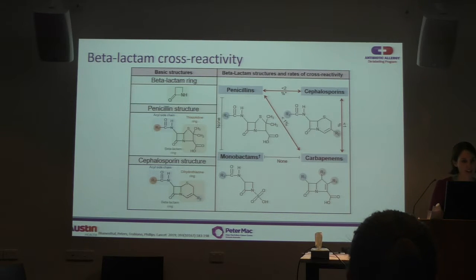The other thing I should point out is that the cross-reactivity between penicillins and the monobactams is basically zero. The exception might be something like aztreonam and ceftazidime, which is a cephalosporin. They have a very similar R1 side chain and there is some cross-reactivity. But if you're thinking about monobactams and the penicillins, just think of the cross-reactivity being about zero.